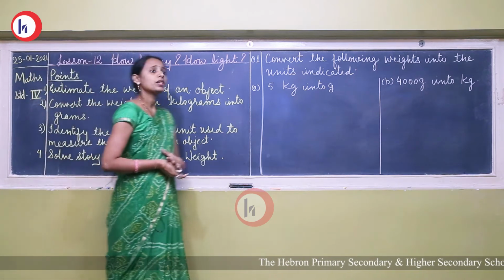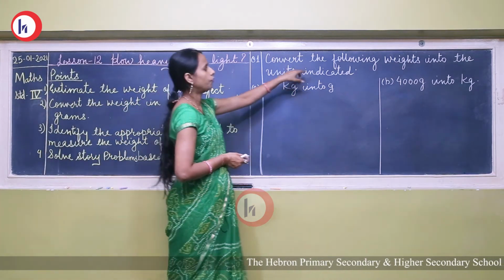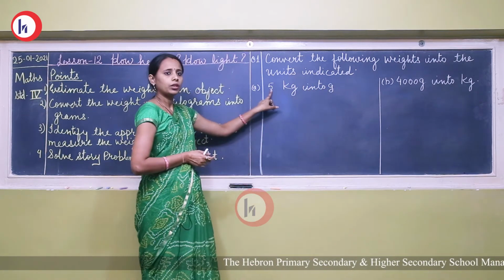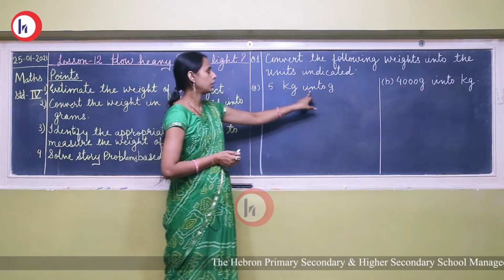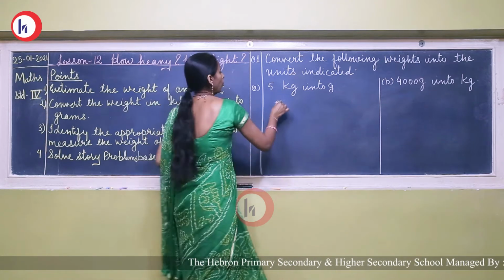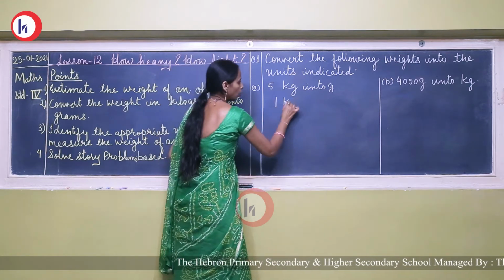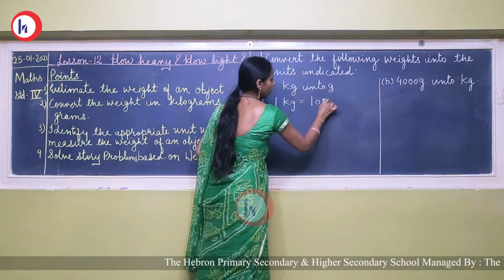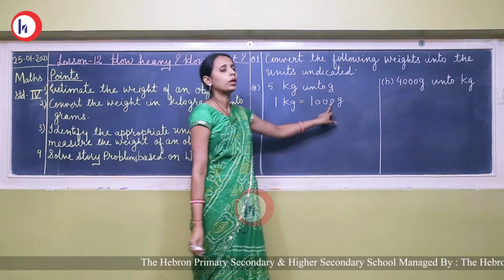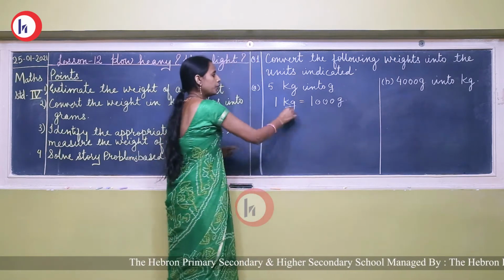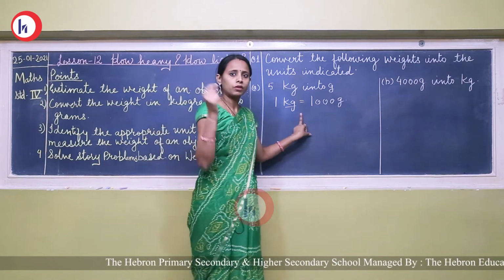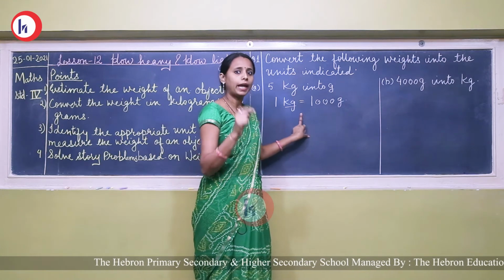Now see our first question, convert the following weight into the units indicated. Okay, so in the first question A, 5 kilogram into gram. So here we have to convert kilogram into gram. So as I explained you, 1 kilogram is equal to 1000 gram. It is bigger unit and it is smaller. When we convert bigger unit into smaller, then what will we do? We will do multiplication by 1000.